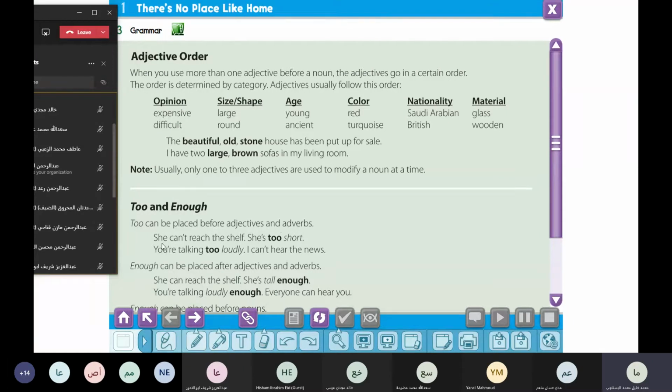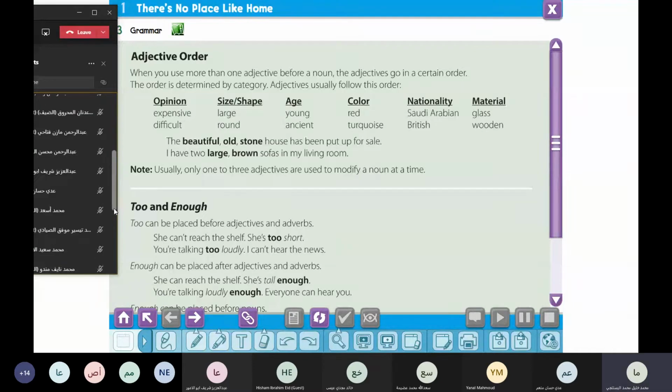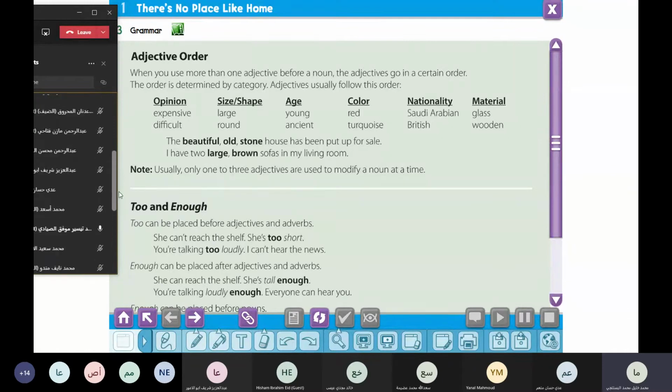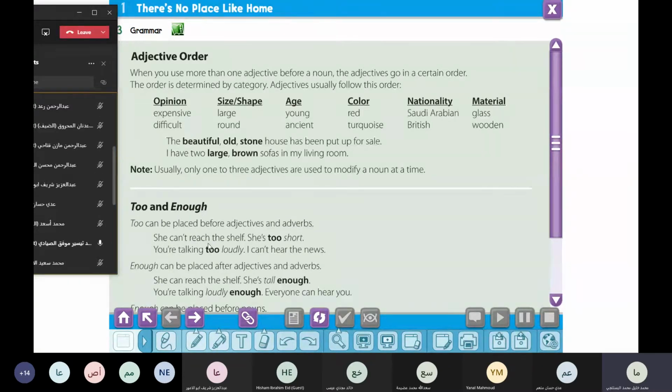Look at the example. Look at the first example. Who can read the first example? Muhammad Taysir, read the first example here. She can't reach the shelf. She is too short. Good. She cannot reach the shelf. She is too short. You realize here too comes before what? Before the adjective, and you know it has a negative meaning. She is too short. She cannot reach the shelf.